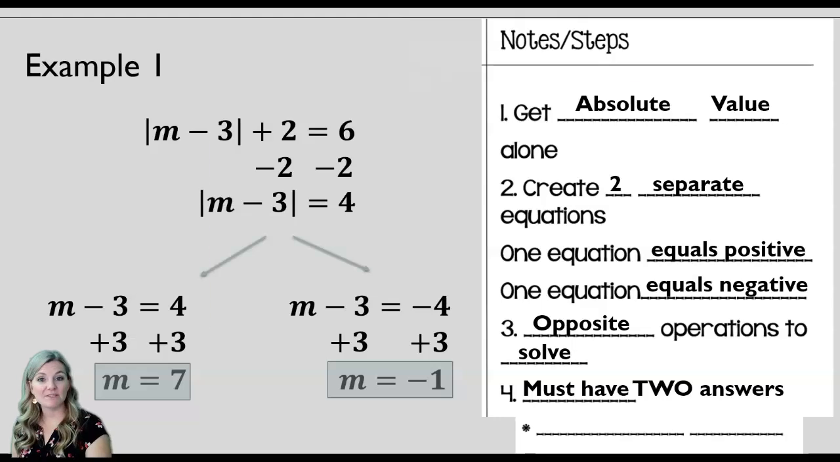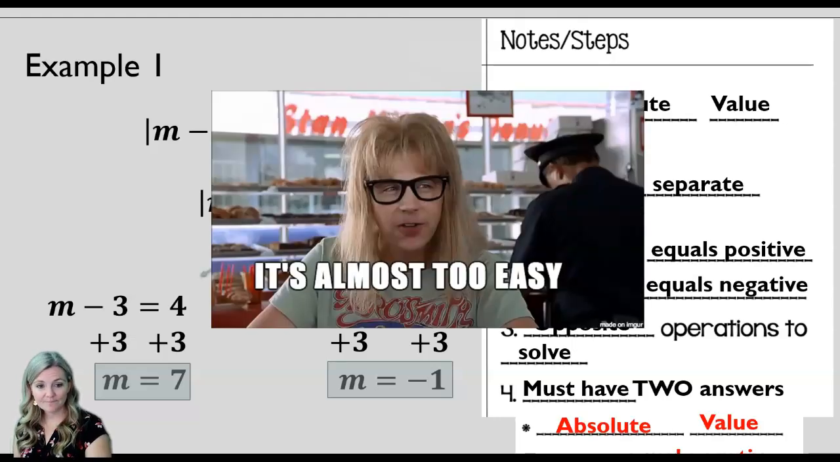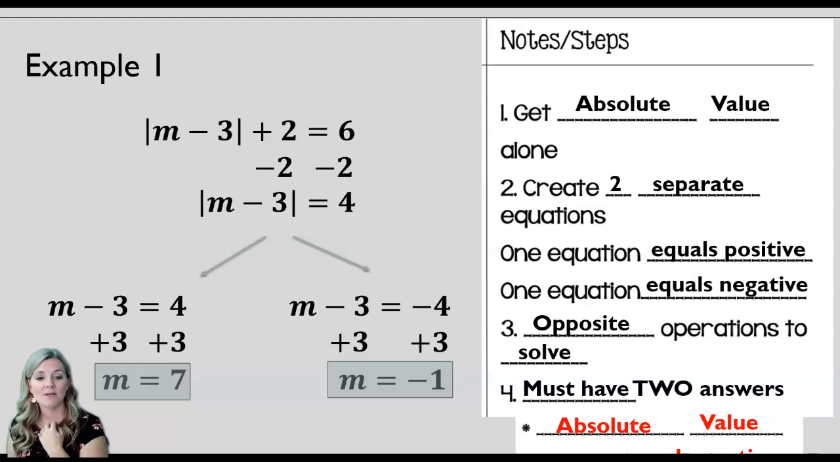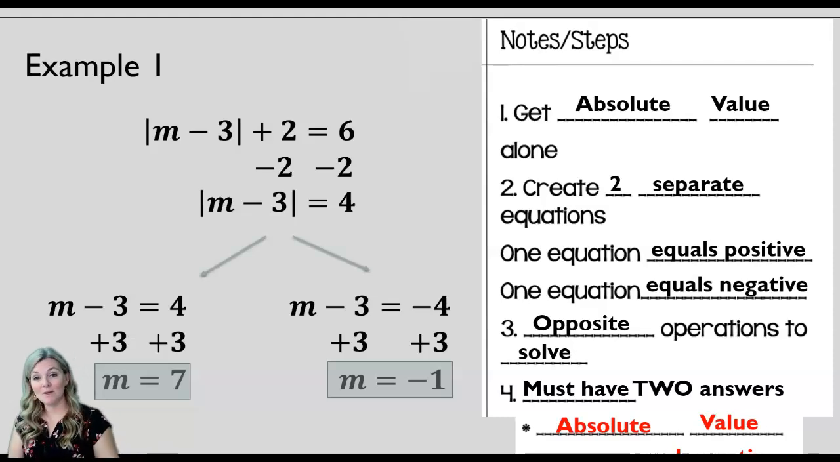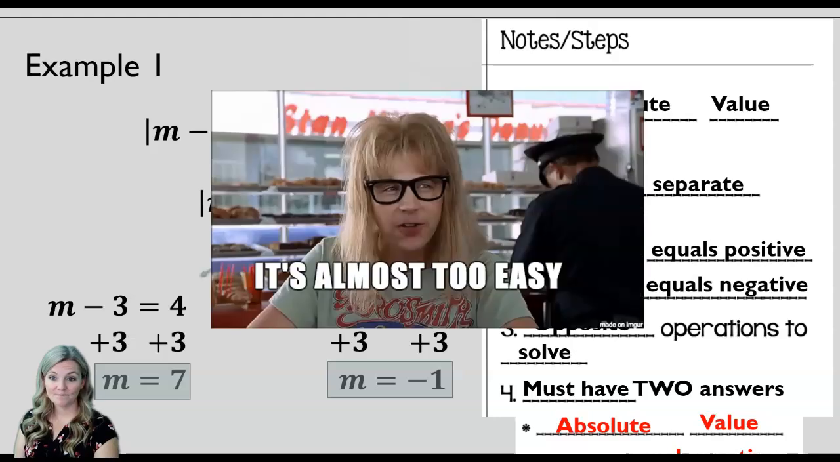There is a little asterisk down here, and it's an important one, that absolute values cannot equal a negative number. So when you get that absolute value piece by itself and it equals a negative number, you're done. That can't happen because you can't have an absolute value equal a negative, because an absolute value is a distance, and there's no way a distance can be negative. So if that happens, we can be done. It is almost too easy.